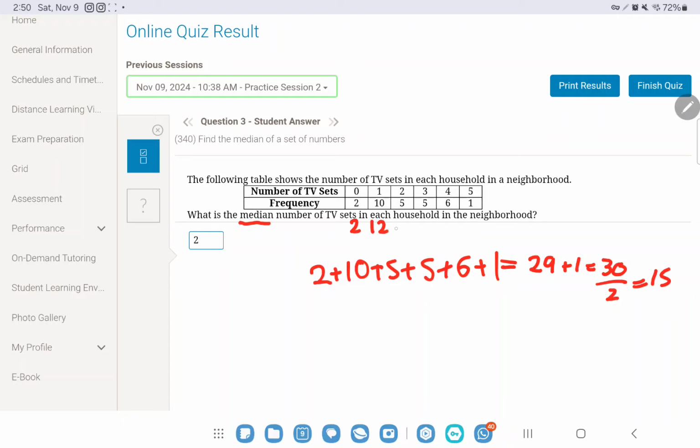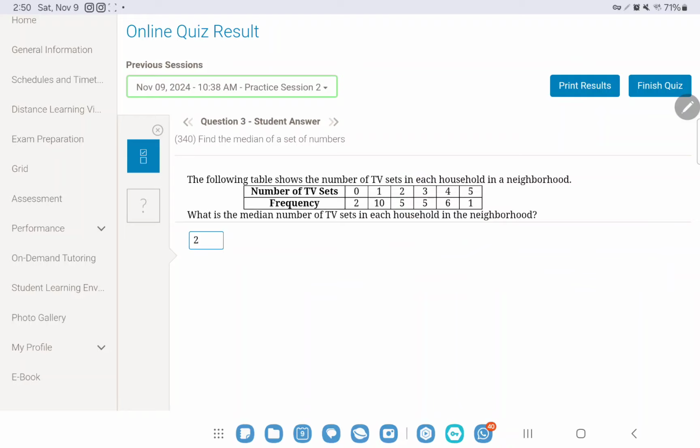So 2, 12, 17. 17 plus 5 is 22. Then you're gonna get 28 and 29. Then you're gonna find, where can you find the 15? You can't find it in 2, you can't find it in 12, you can find it in 17. 17 is linked to 2 numbers of TV sets. So that's your answer. Now let's move on.